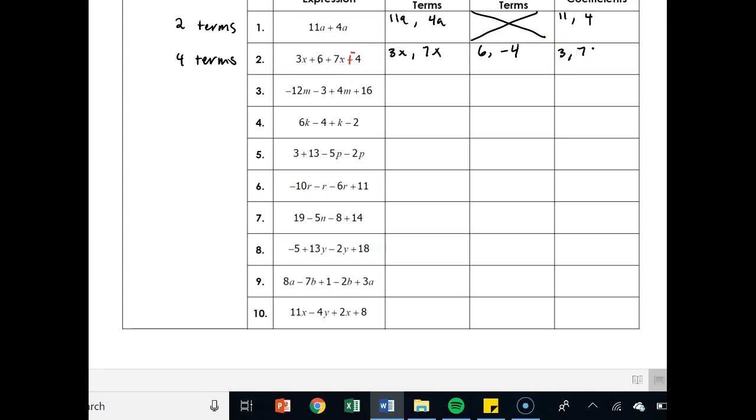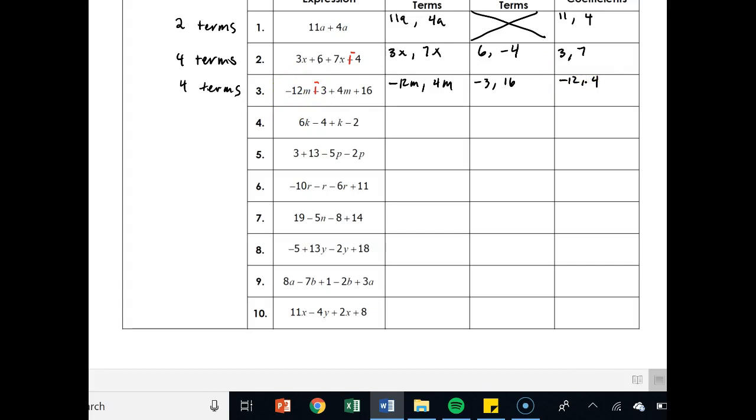All right, I'll do one more with you. That would be number 3. So negative 12m plus a negative 3 plus 4m plus 16. So we have 1, 2, 3, 4 terms again. 4 terms. Our variable terms are negative 12m and 4m, so make sure you get the sign with that. Our constant terms are not 3, but negative 3 and 16. Those are the 2 constants without variables attached to them. And then coefficients, the numbers attached to variables, are negative 12 and 4.